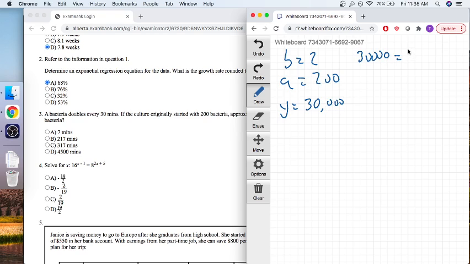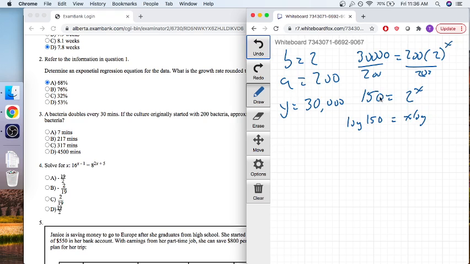30,000 equals 200 times 2 to the power of x, divide by 200, divide by 200. 30,000 divided by 200 equals 150 equals 2 to the power of x. So we'll take the log of both sides. Log 150 equals x log 2. And we'll divide by log 2. So log of the answer divided by log 2 is going to be 7.23, I guess, on the round.